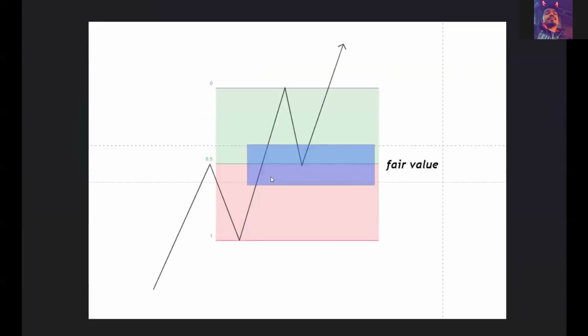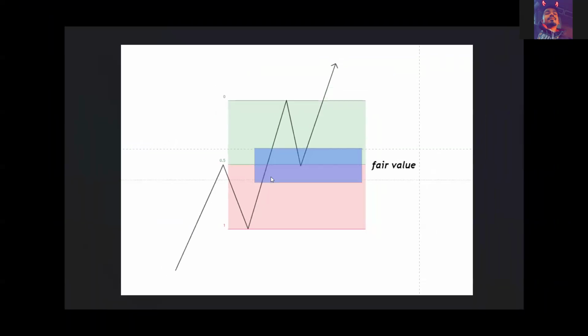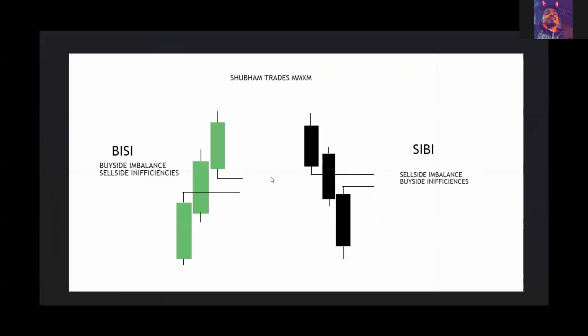Okay, so now I'll come to that page, guys. That is a topic. So here we are going to discuss the second part of this lecture. During the first part, we have discussed ranges and liquidity, and now we are going to focus on inefficiencies.